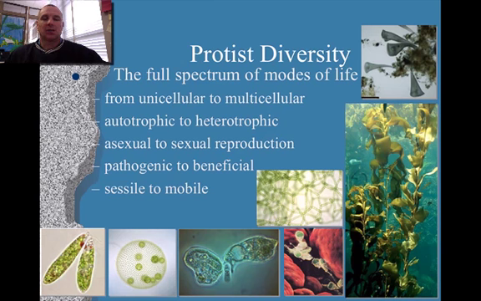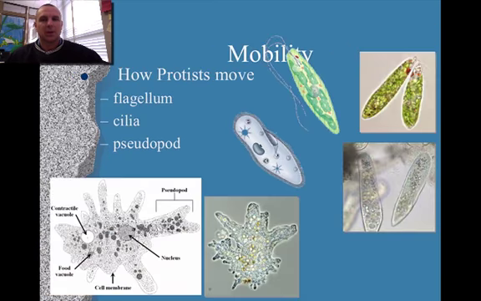Protist diversity, there is a large gamut of Protist diversity. They can be unicellular or multicellular. They can be autotrophic or heterotrophic. They can reproduce sexually or asexually. Some are beneficial, some are pathogenic, some are sessile, which means they do not move, and some are mobile, which means they move.